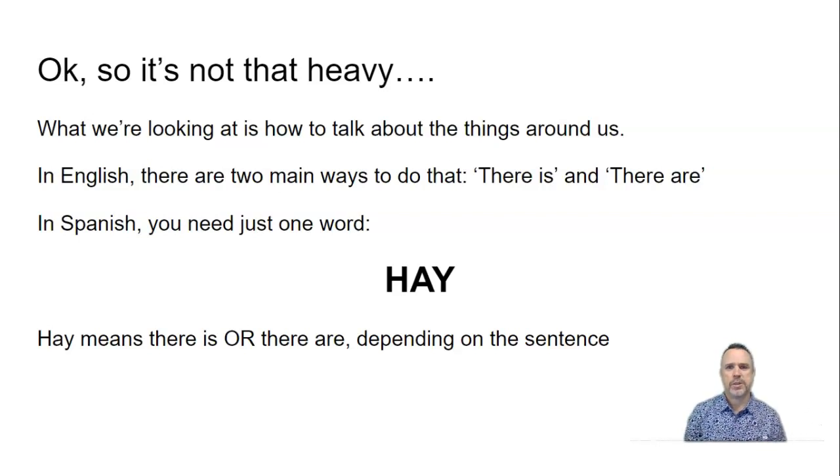So to express those ideas of there is or there are, in Spanish you only need one word. That word is spelled H-A-Y, and it's pronounced I. There's an H on the front of that, but that H, as always, is silent in Spanish, so it's just pronounced I. So I means there is or there are. That just depends on the sentence that it's in.